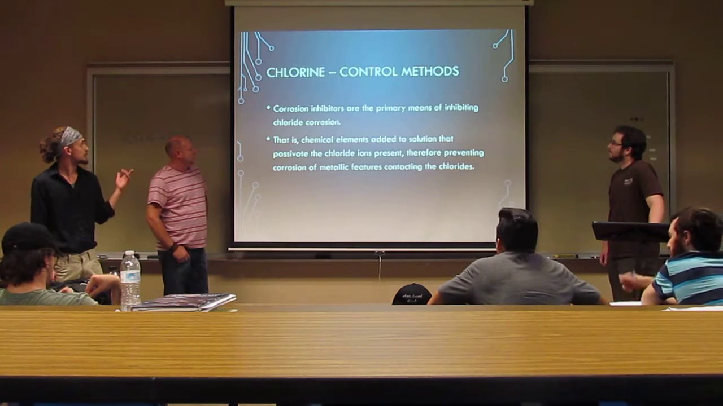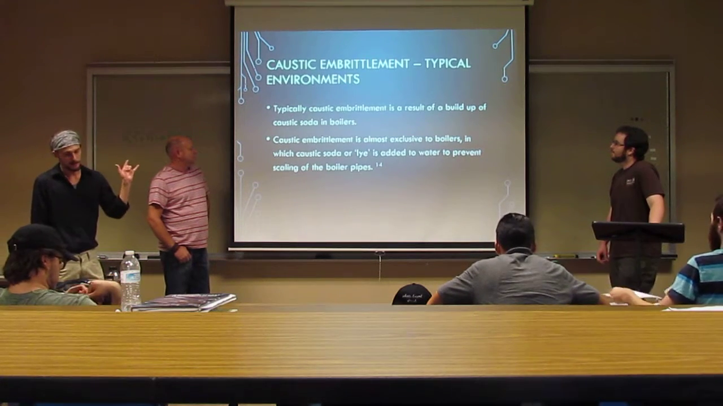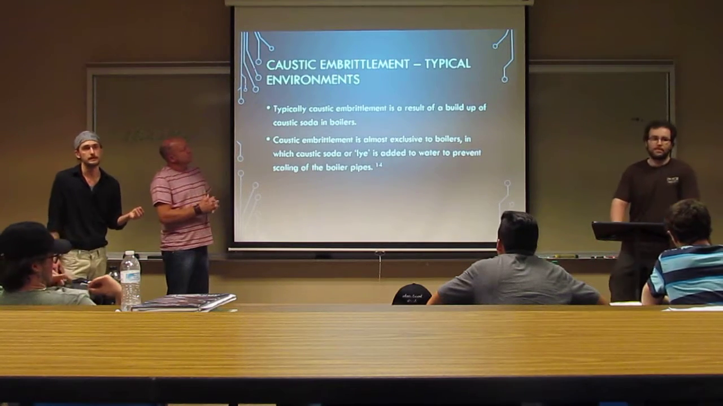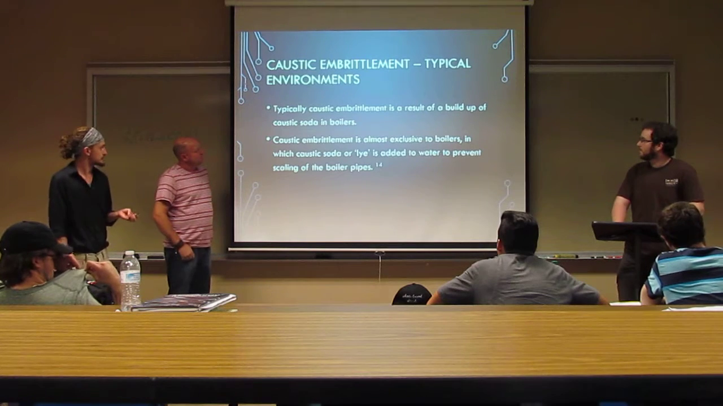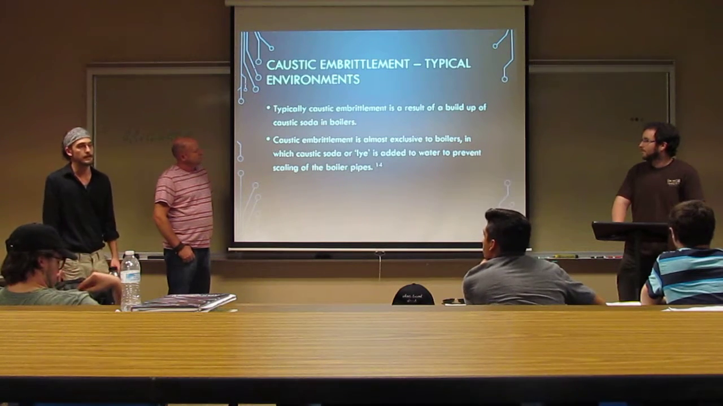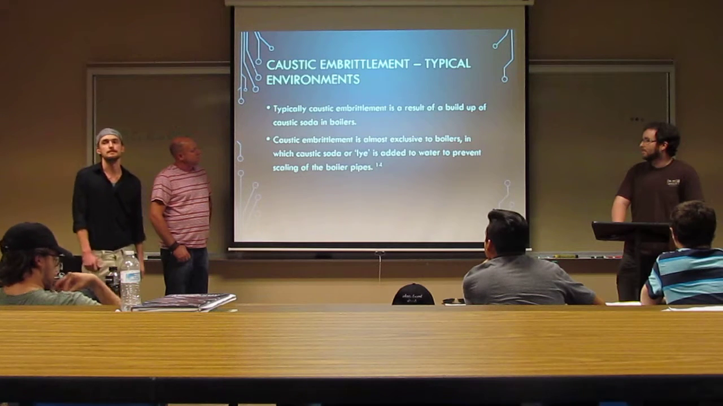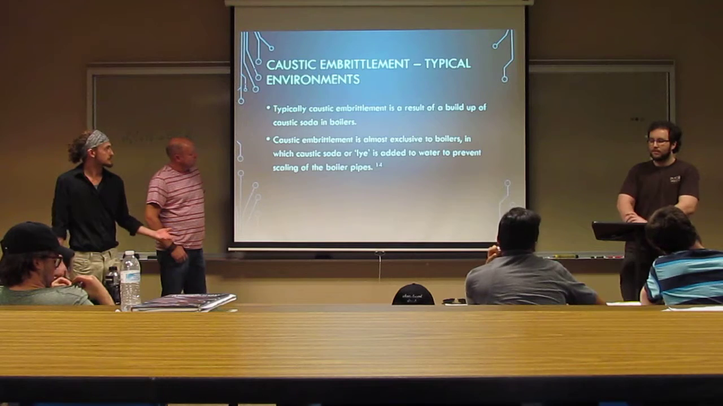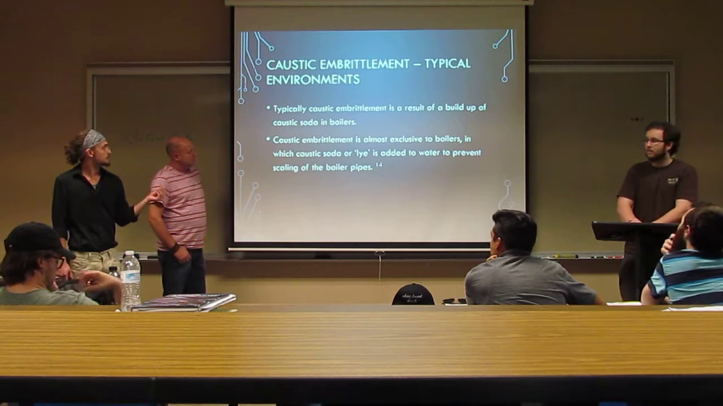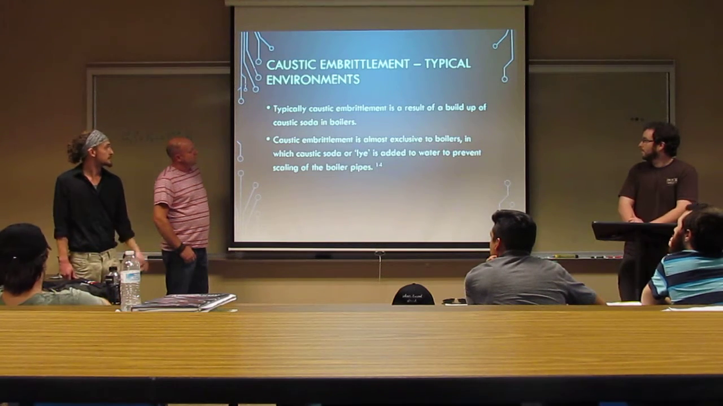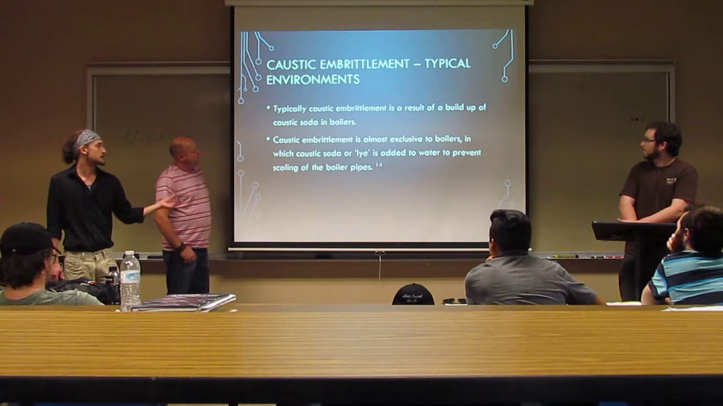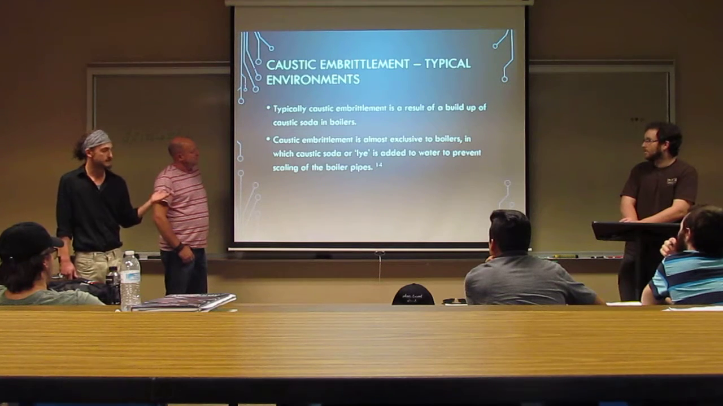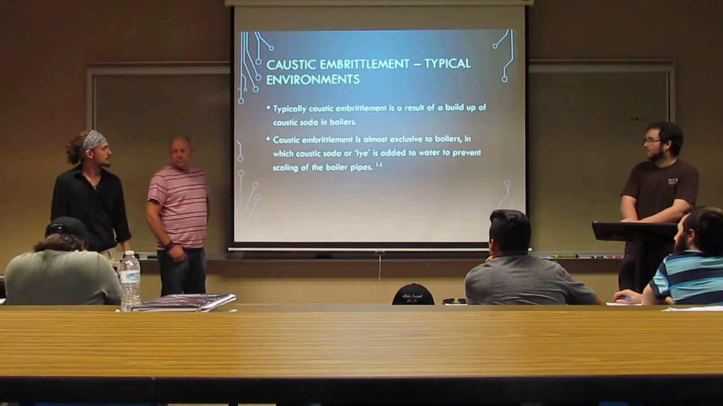Typical environments for caustic embrittlement. Caustic embrittlement is a result of a buildup of caustic soda in boilers. I looked up a lot on this because this is where I started, and I found very little on anything but boilers. Boilers seem to be the primary victims of caustic embrittlement, and that's because they use this thing called caustic soda, and I'll explain that as I go. But caustic embrittlement is almost exclusive to boilers, in which caustic soda or lye is added to water to prevent scaling of the boiler pipes, and that's that corrosion product that we were explaining earlier.